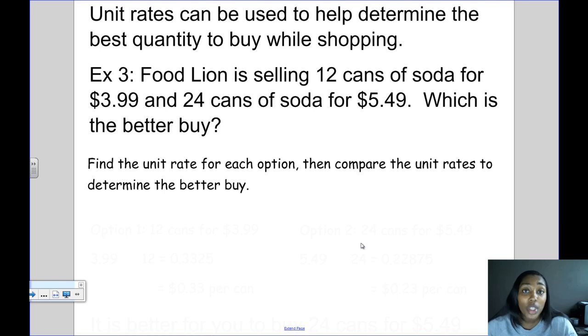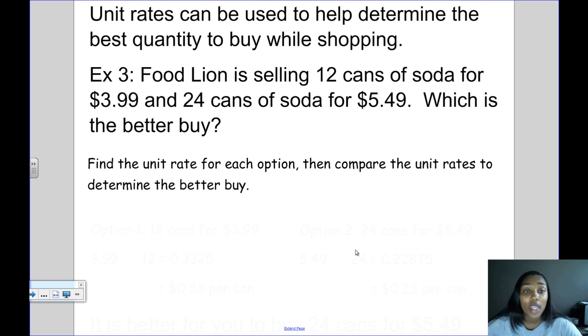If you want to know which is the better buy, you're going to actually look at, well, in each box, how much am I paying for every ounce or for every unit in that box or in that can or in that package? So in this example, Food Lion is selling 12 cans of soda for $3.99 and 24 cans of soda for $5.49. And I know you guys have all been to the store and seen that they have the 24 pack of soda and the 12 pack of soda. So then the question is, what should I buy? Should I do the 12 cans for $3.99 or the 24 cans for $5.49?